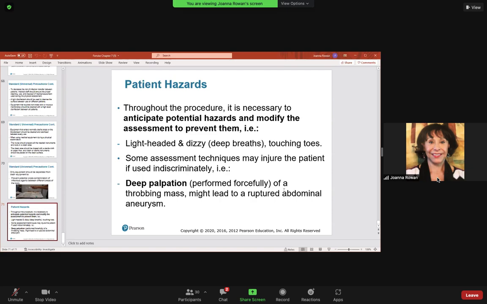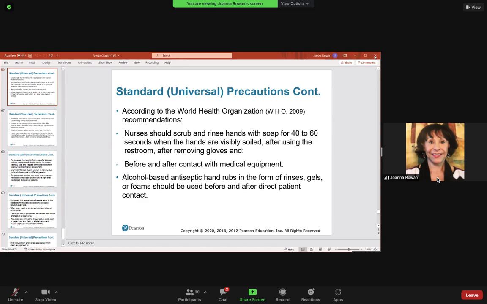Deep palpation performed forcefully on a throbbing mass might lead to a ruptured abdominal aneurysm. So remember, that is contraindicated if you suspect that or anything like that. And that's it. And this is a long chapter. Okay, so on to the other one.